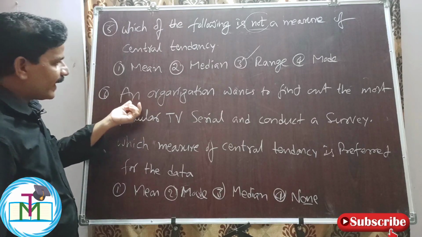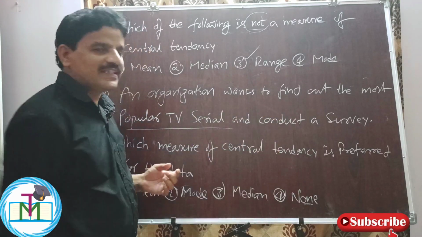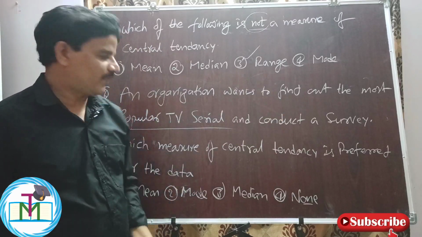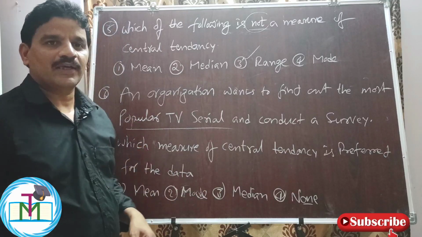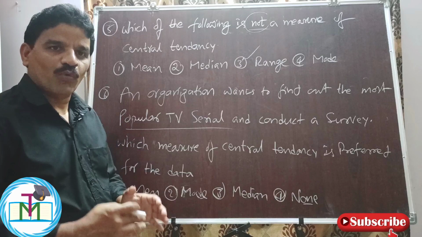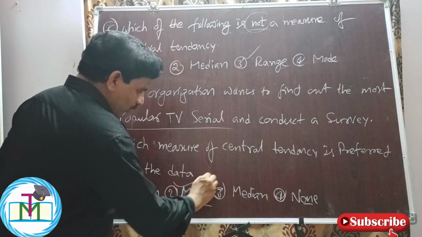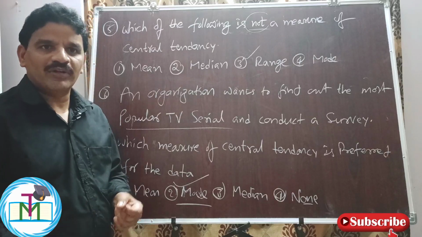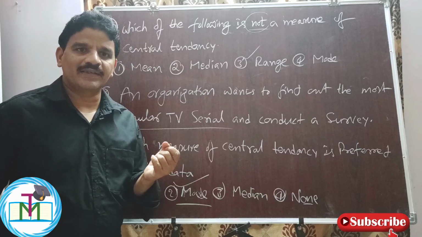Question number 6. An organization wants to find out the most popular TV serial and conducted a survey. Which measure of central tendency is preferred for the data? To find the most popular serial, we have to use the most repeated value, which means we have to use mode. Mode is the most frequently repeated value in the given data. Therefore, they will use mode. Option 2 is the right answer.